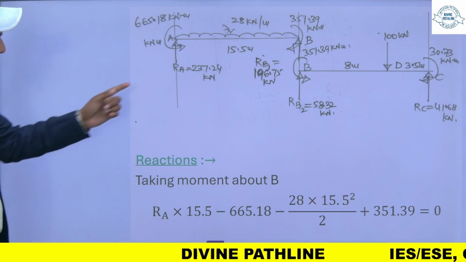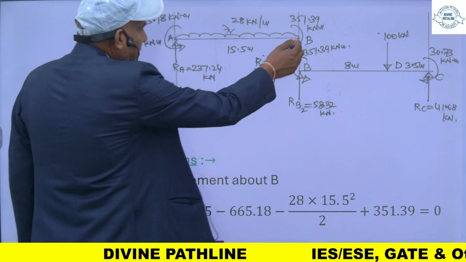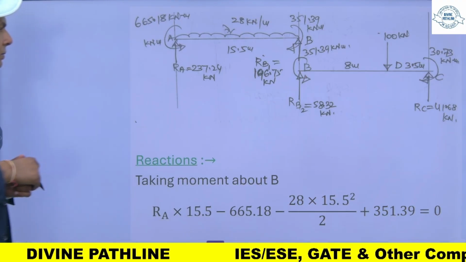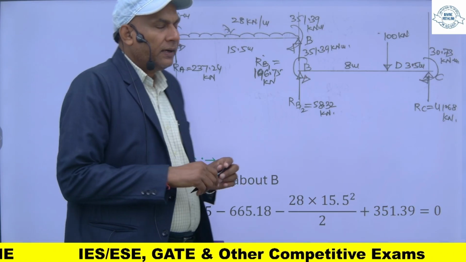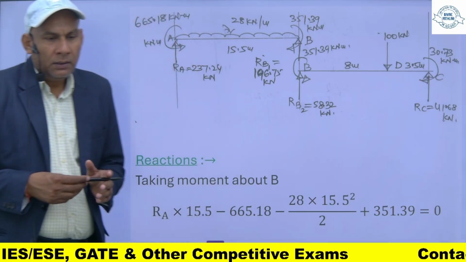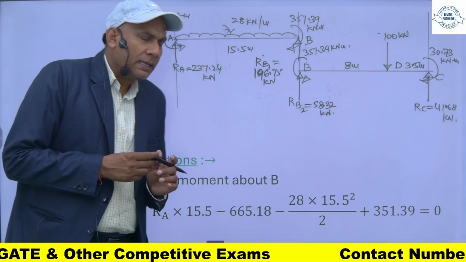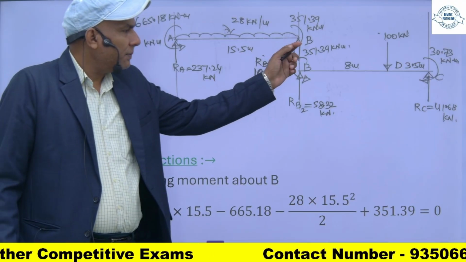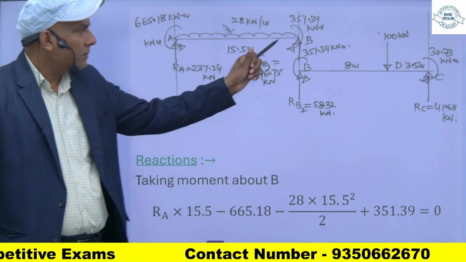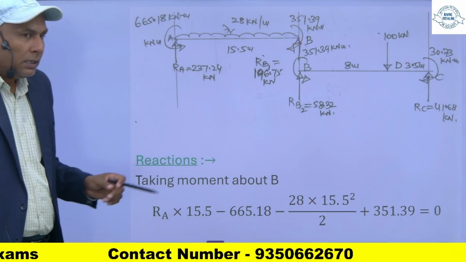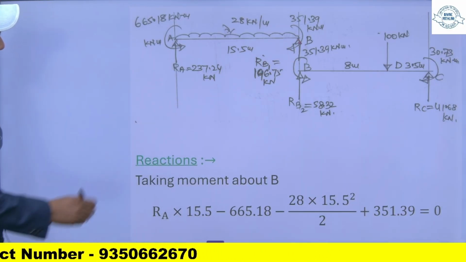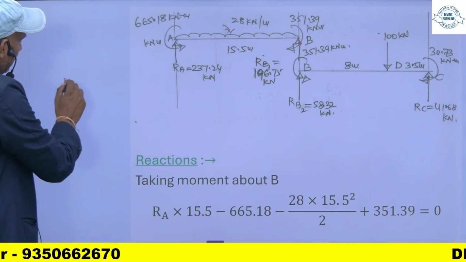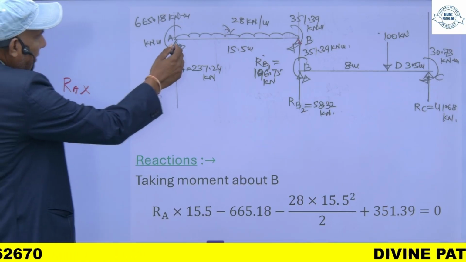Now you want to find these reactions. For finding this, I will take moment about B. So for finding the reaction RA, we will take moment at this point. I will take moment about this. So we will take moment at point B, and that moment will be this RA into this length.